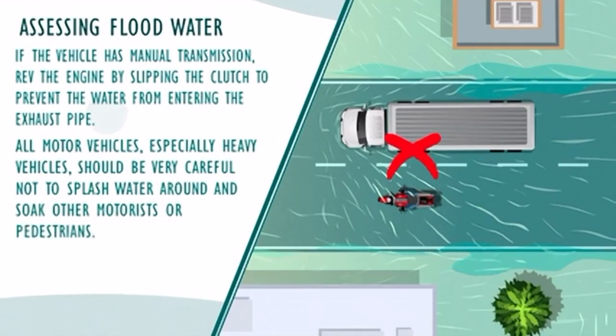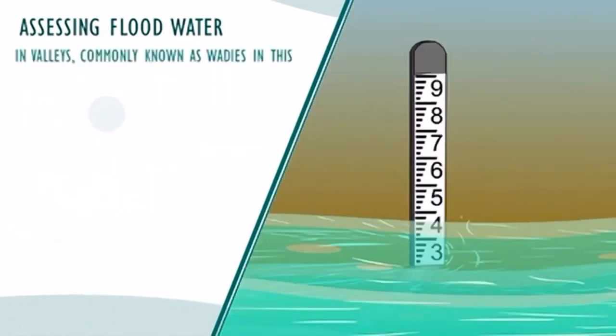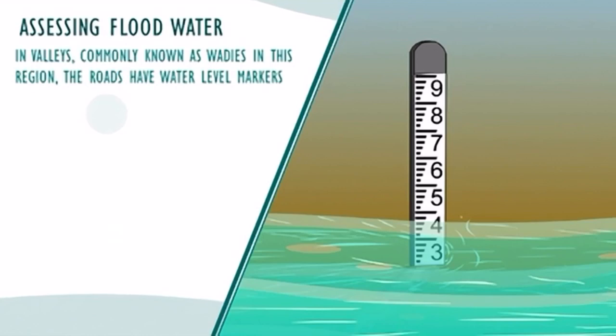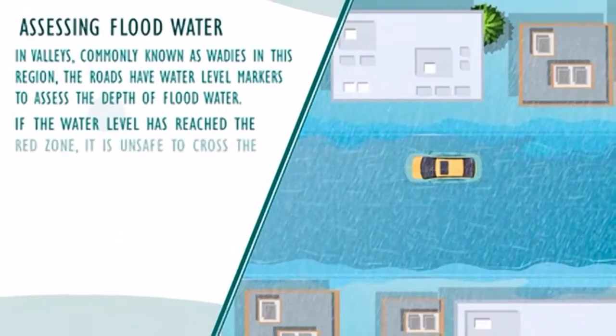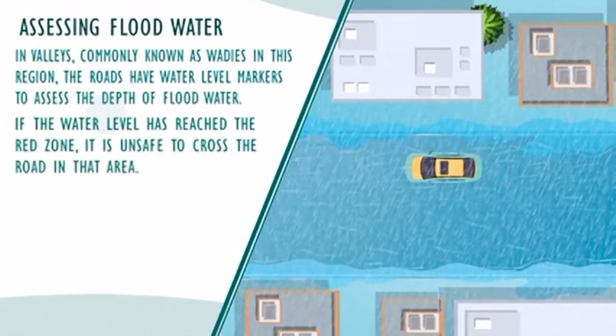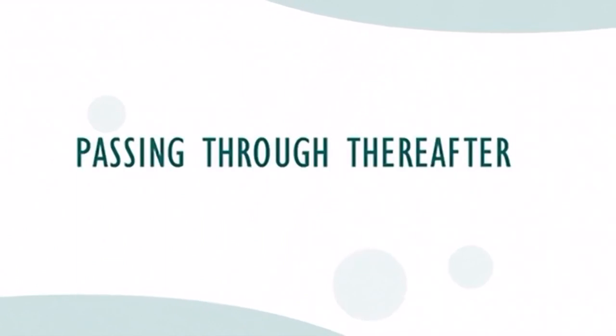motorists or pedestrians. In valleys, commonly known as wadis in this region, the roads have water level markers to assess the depth of floodwater. If the water level has reached the red zone, it is unsafe to cross the road in that area.